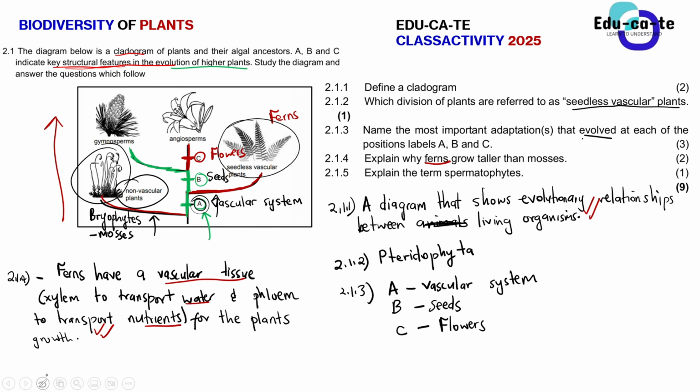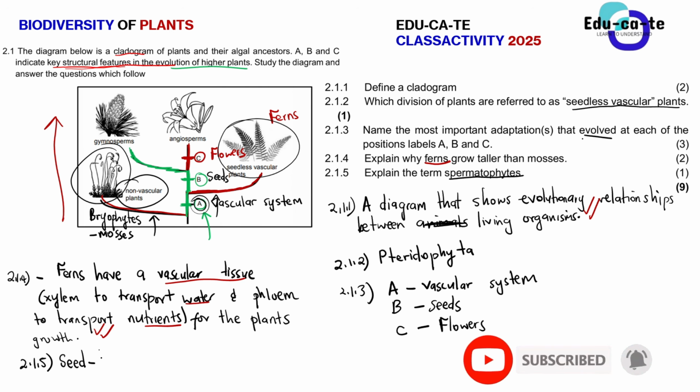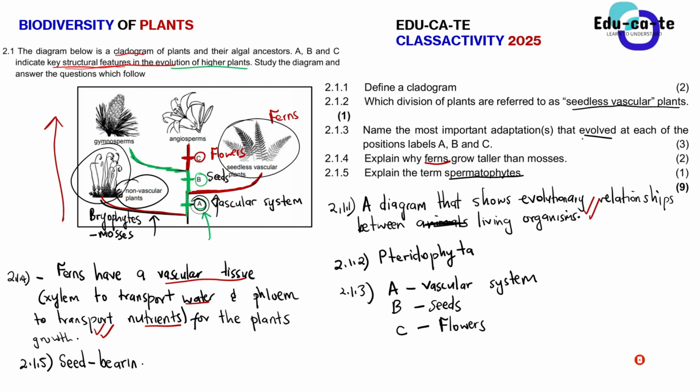Then now 2.1.5, you consolidate, explain the term spermatophytes. Spermatophytes, remember, is the collective name that we use to refer to both angiosperms and gymnosperms. What is common between angiosperms and gymnosperms is that both of them have seeds. All right, they are different divisions indeed, but both of them have what? They have seeds. So the seed-bearing plants are known as the spermatophytes. So when they say explain the term spermatophytes, you need to just say these are the seed-bearing plants. Simply that. These are the plants that bear seeds. These are the plants that actually produce seeds.